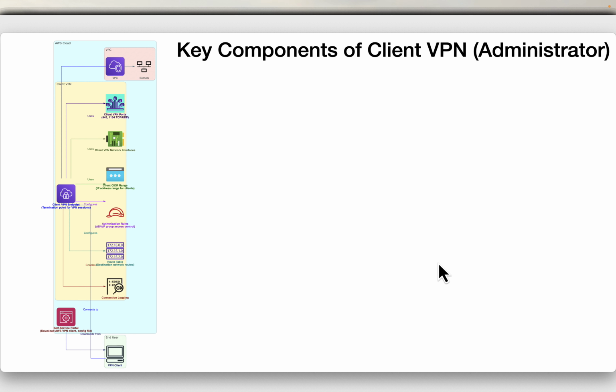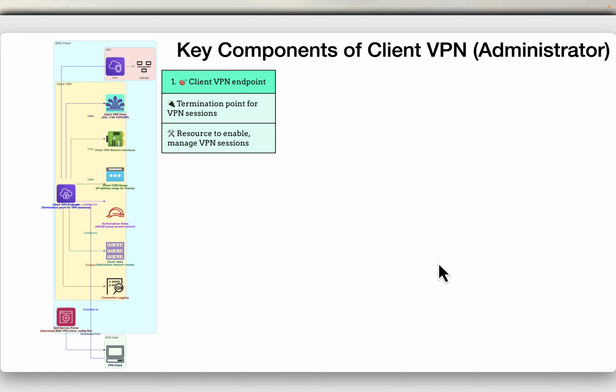So key components of Client VPN for the administrator. There are two users. One is the administrator, who will set up and configure the AWS Client VPN, and the other is the end users who will just use the functionality provided. So first we have the Client VPN endpoint. The Client VPN endpoint is the resource that you create and configure to enable and manage Client VPN sessions. It is the termination point for all VPN connection sessions.